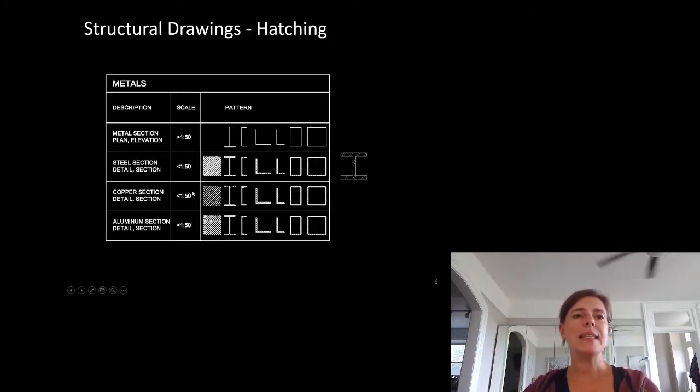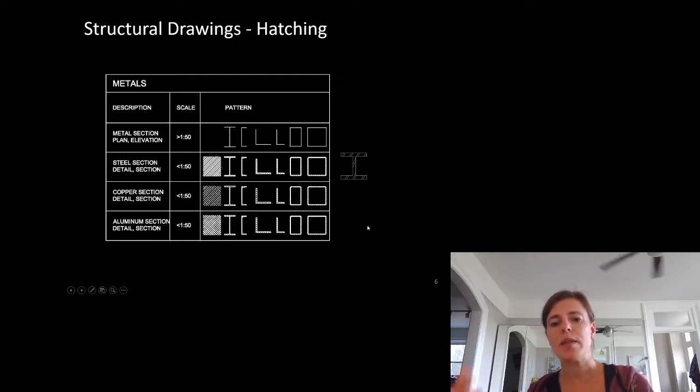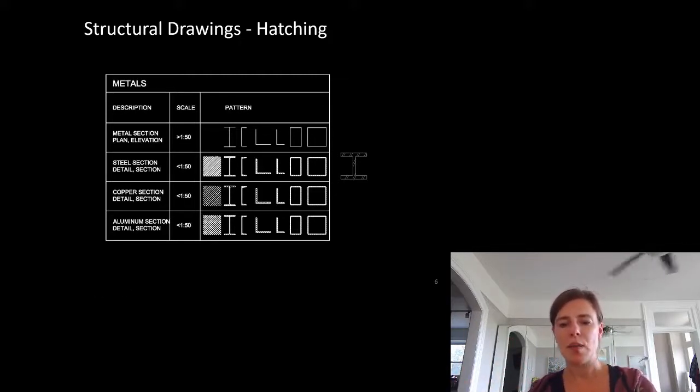You know, this hatching drawing always bugs me a little bit. It shows copper and aluminum. I'm kind of lazy. I usually just do the same hatching as steel and make a note that it is aluminum or copper that we are talking about there. So these are general guidelines, but as long as what you're doing makes sense and you explain what you're talking about, you can be somewhat lenient. These aren't rules, they're just guidelines.